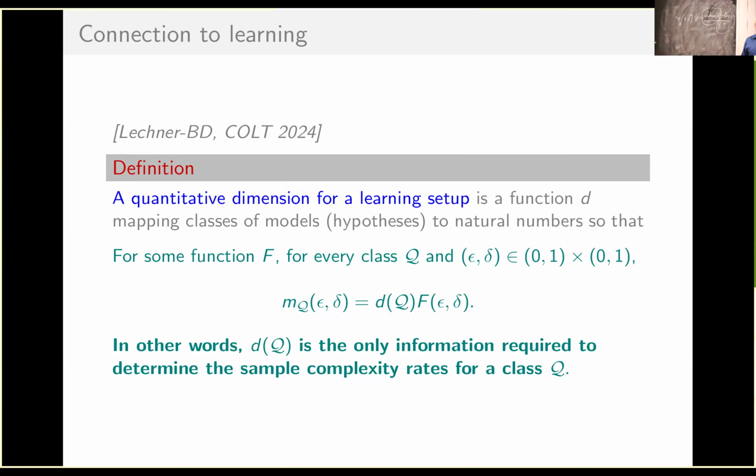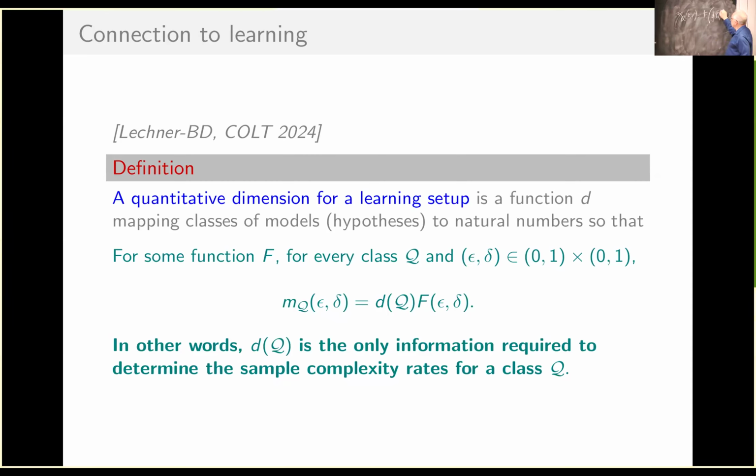Oh, wait, that's a typo. Good question. I didn't mean it's multiplicative. You can even see it directly in this example. What I meant is that M_Q of epsilon and delta is just a function of D of Q, epsilon, and delta.